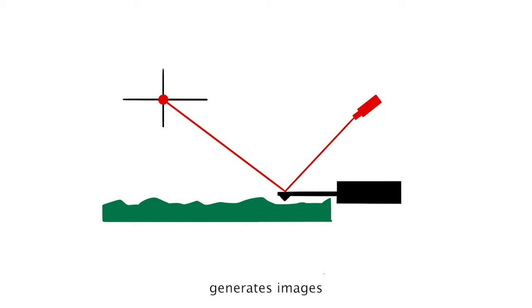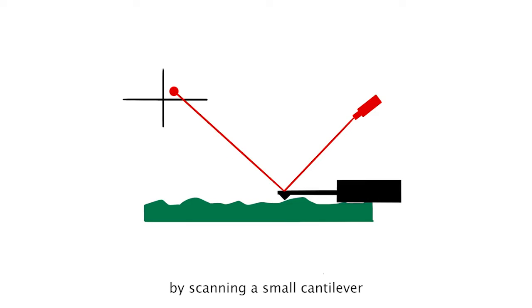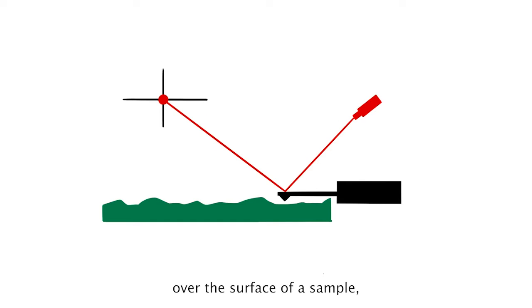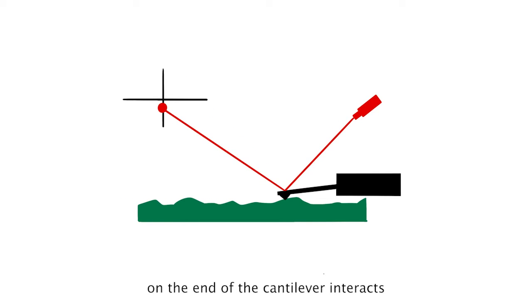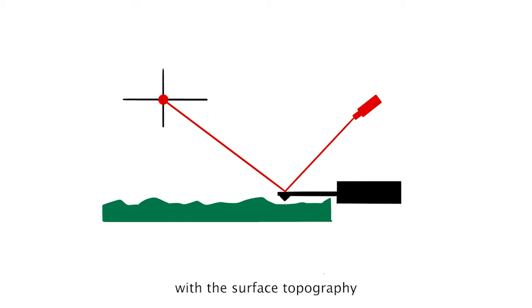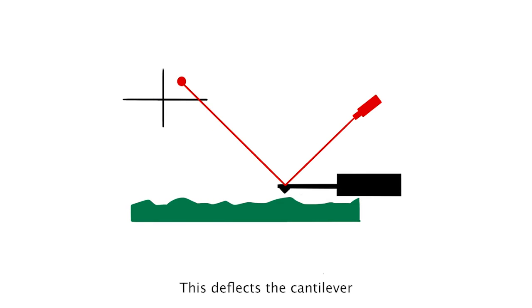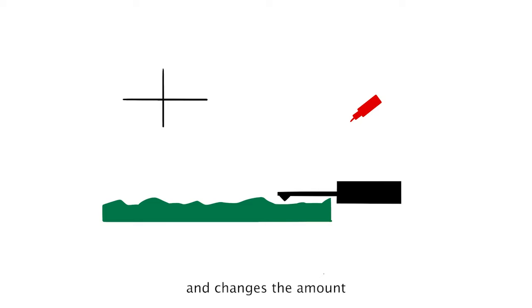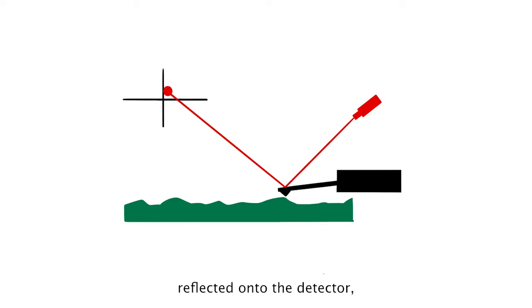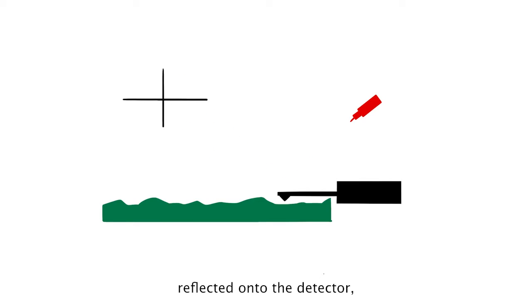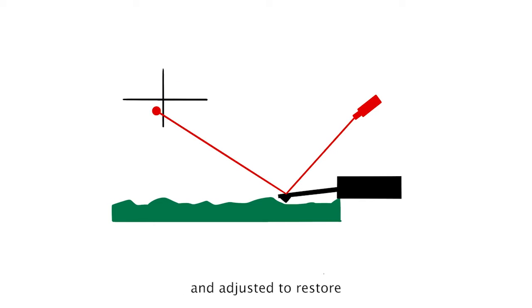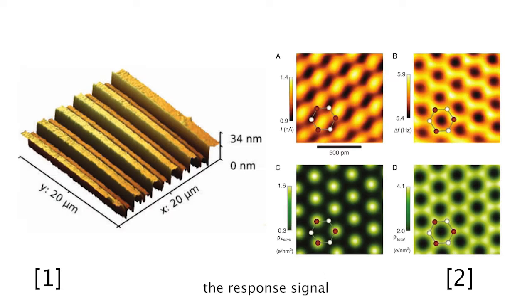An AFM generates images by scanning a small cantilever over the surface of a sample. The sharp tip on the end of the cantilever interacts with the surface topography at the atomic scale. This deflects the cantilever and changes the amount and position of the laser light reflected onto the detector. The height of the cantilever is then adjusted to restore the response signal using a feedback loop, leading to topography and atomic force mapping. One of the most important and commonly used imaging modes is tapping mode.